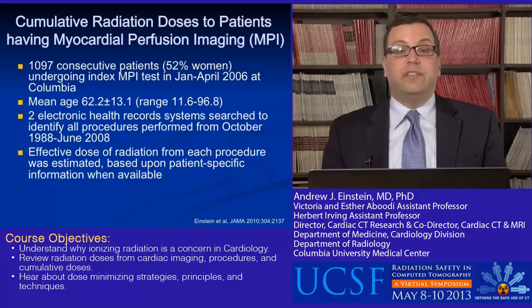We briefly alluded to this study from Columbia. A few more details now. We looked at over 1,000 patients who underwent an index myocardial perfusion imaging test in the early part of 2006. The average age of these patients was 62, and we used electronic health record systems to identify all procedures that these patients had performed on them over a 20-year period. And we estimated effective doses of radiation from each procedure. This was based on patient-specific information in the majority of cases where it was available.